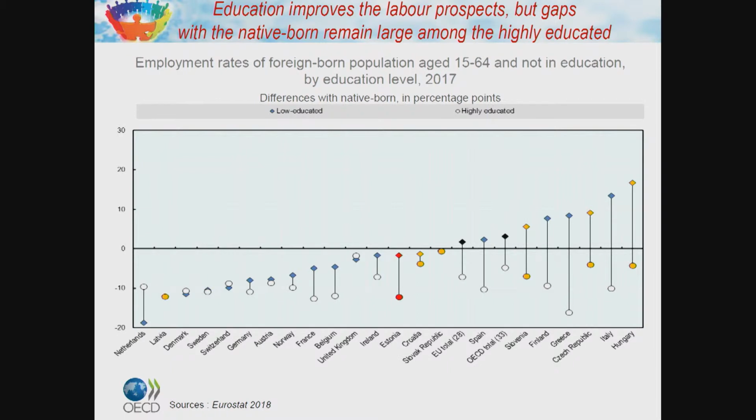So highly educated immigrants are less likely to be in employment in every country. This is not necessarily the case, as we can see, for low-educated immigrants. There are some countries like Hungary, Italy, the Czech Republic, where low-educated immigrants, in fact, outperform low-educated native-born in terms of access to employment. But for the highly educated, there is a real issue.